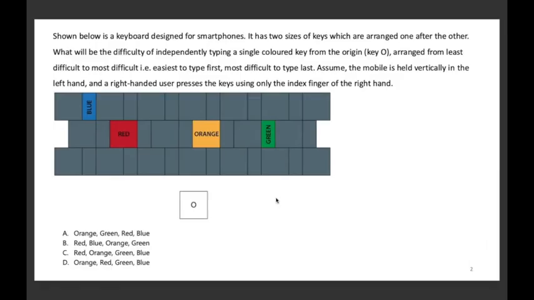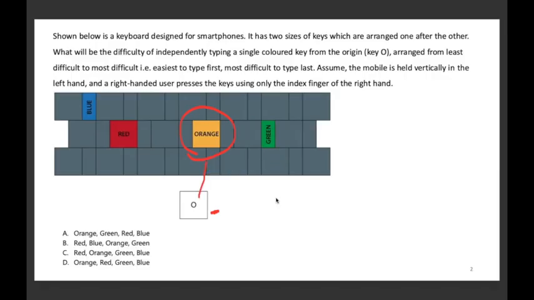Okay. So what is given here in the question is we're typing from this position O. The phone is held in the left hand and the right hand user is pressing with the index finger. With that position, we have to identify what will be the least difficult or the most difficult key to press of the red, blue, orange, and green colored keys, which are shown here. All right. So since it is held in the left hand and the right hand index finger is being used to type the keys, of course, the closest one will be orange, which is closer to the letter O here.